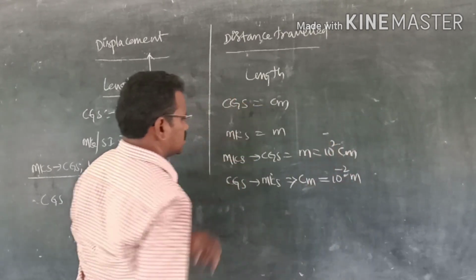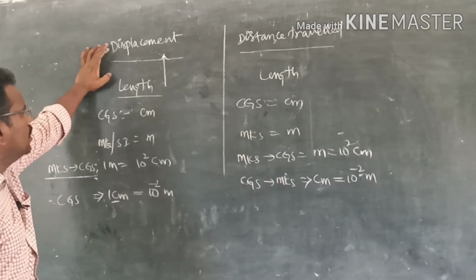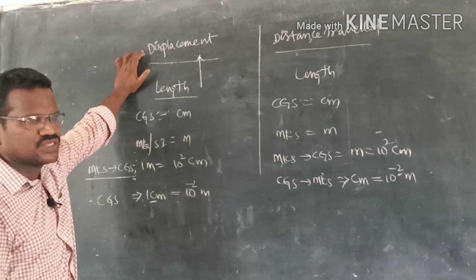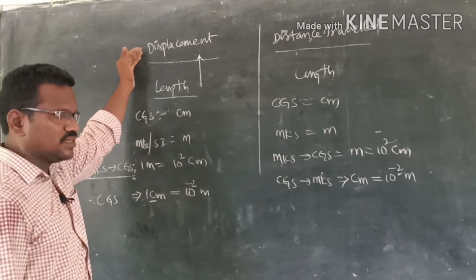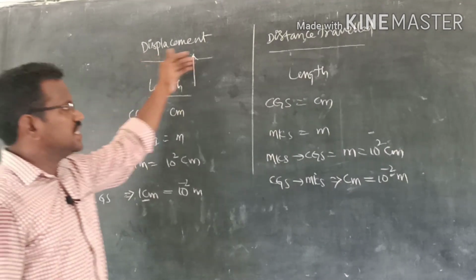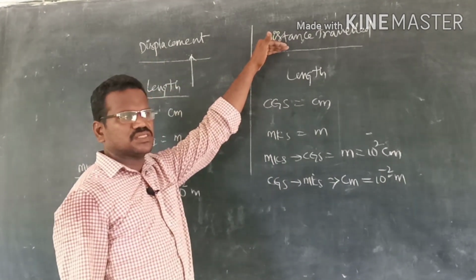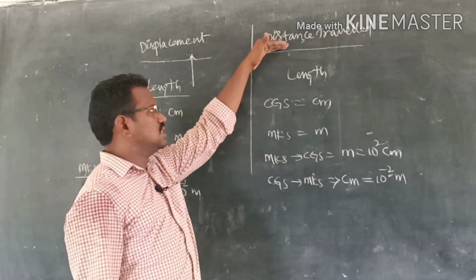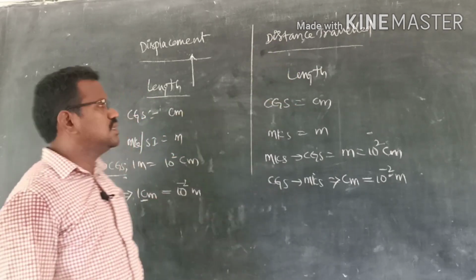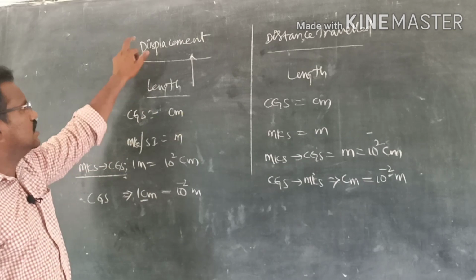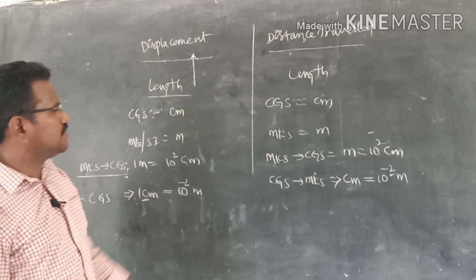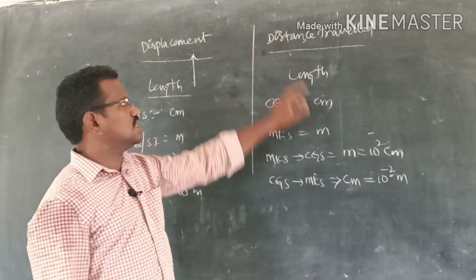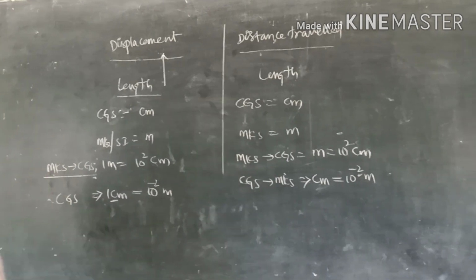Once again, displacement is the shortest path taken by the body during its journey. So displacement, in magnitude, is nothing but length. Even in the case of distance traveled, it is the longest path taken by the body during its journey. Path length is numerically equal to length. That is, the CGS unit of length is equal to the CGS unit of displacement, and the CGS and MKS units of length are equal to the CGS and MKS units of distance traveled.